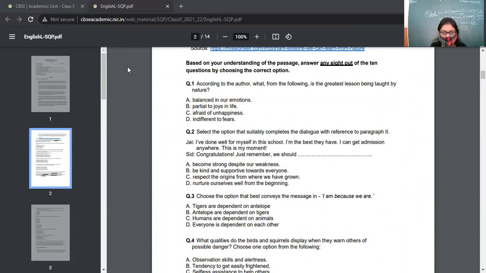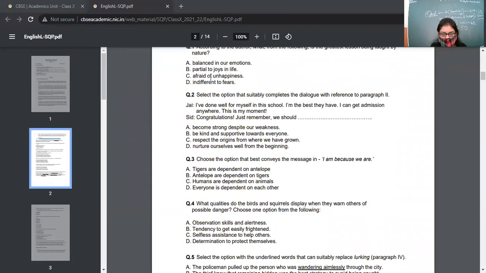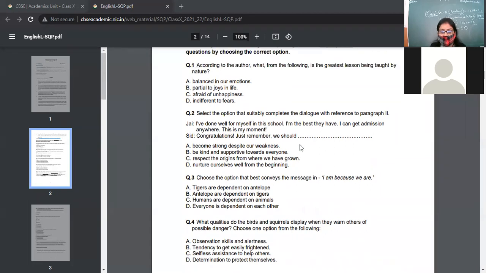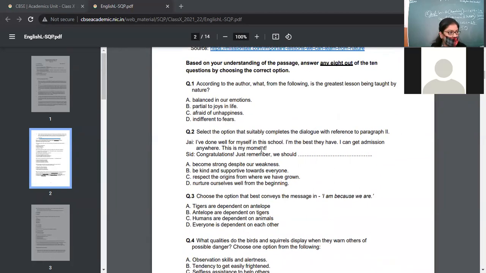So according to the author, which lesson is taught by nature to us? They have given 4 options. The category of questions you will now be getting in passages can be simple, with ABCD options. Now they can give some dialogue of the speaker from the passage or outside the passage. Some dialogues are given. What does it show about the speaker?